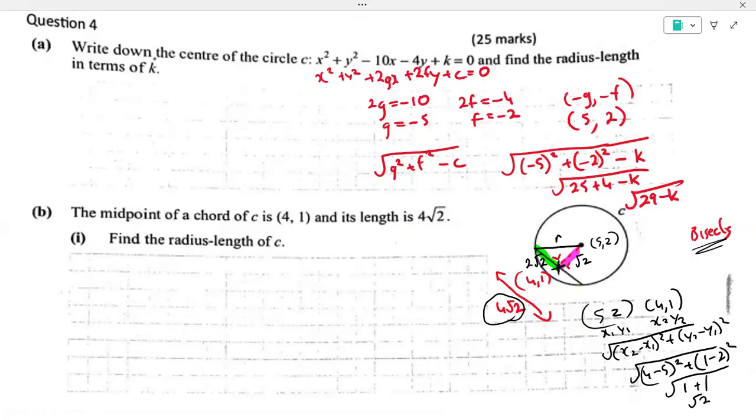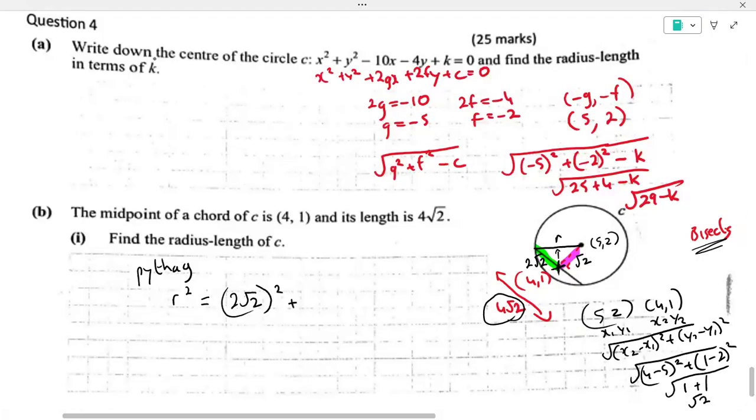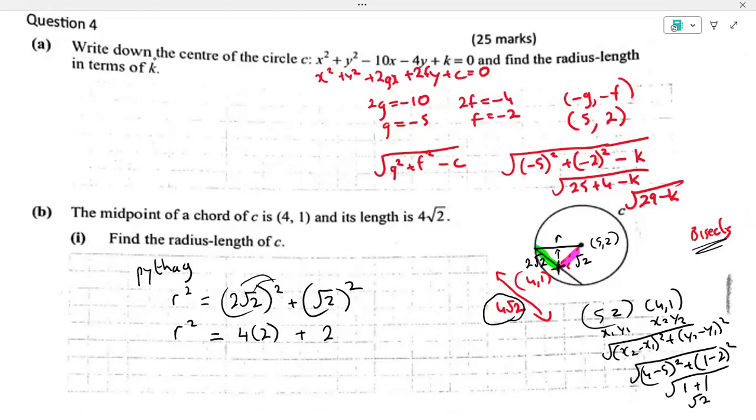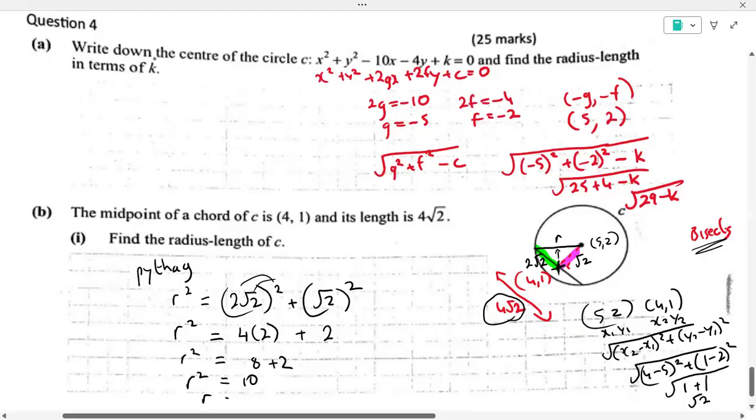Now, the second thing is that when we drop a radius onto a chord, it meets it at 90 degrees. So therefore, we can use Pythagoras in that triangle. So Pythagoras tells us the hypotenuse squared, so the R is our hypotenuse, is equal to the other two sides squared and added together. So what I'm basically doing is I'm squaring this to become 4 times 2. I'm squaring the 2 and I'm squaring the root of 2. And a square and a square root, of course, cancel each other out. So I end up getting my radius squared to be 8 plus 2. So my radius squared is 10. So my radius is root 10.